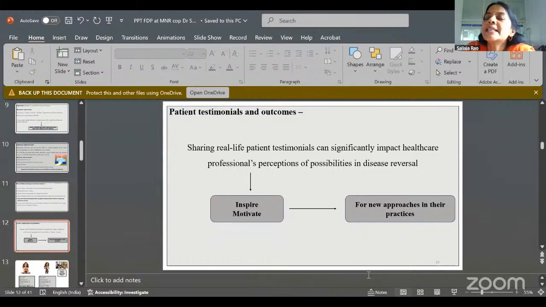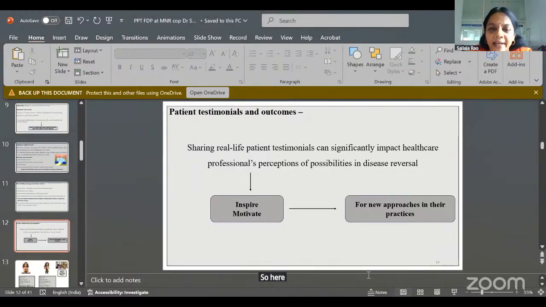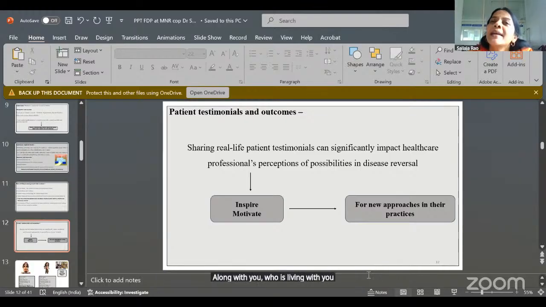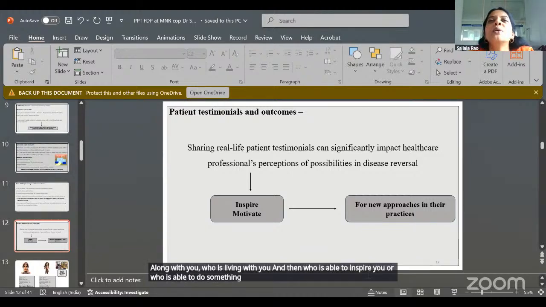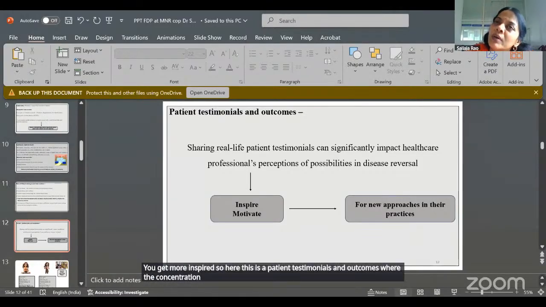Yes, this is about the case studies and the patient testimonials and outcomes. If we see anything live, maybe we believe. If we see it in a movie, we'll just see the movie and forget. Suppose you see anything live, maybe we get influenced to some extent. Suppose you have a person along with you, living with you, who is able to inspire you, or who is able to do something successful, you get more inspired. So this is patient testimonials and outcomes, where the concentration will be more on such things.